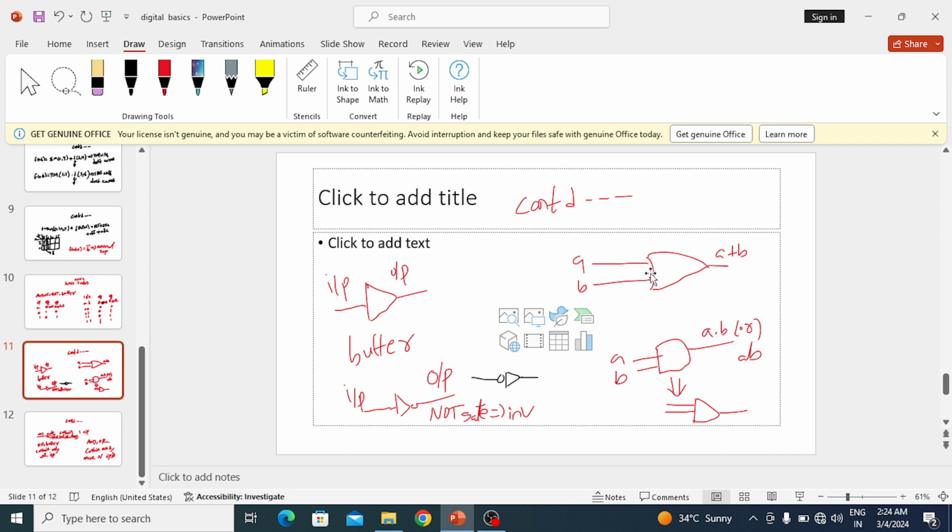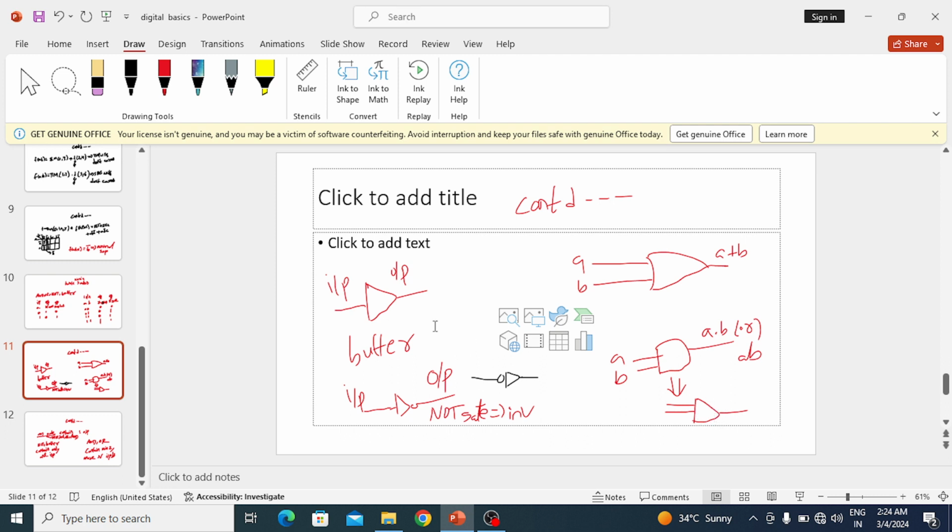This is the OR gate symbol. On the input side there is a curve. This is the 2 input OR gate, so the output becomes A plus B. If I give x and y, it will become x plus y. For the AND gate, if I give A and B, it will become A dot B, or AB, or A space B. This AND gate can be shown like this also.